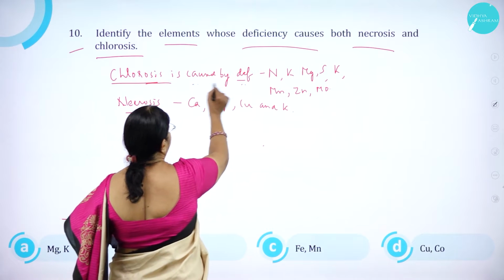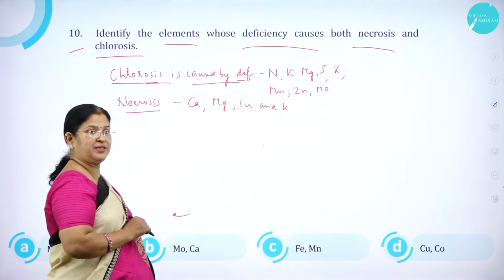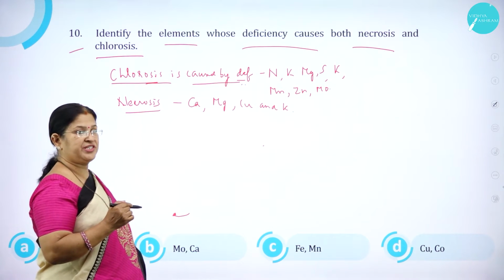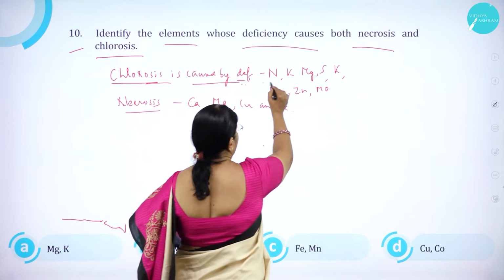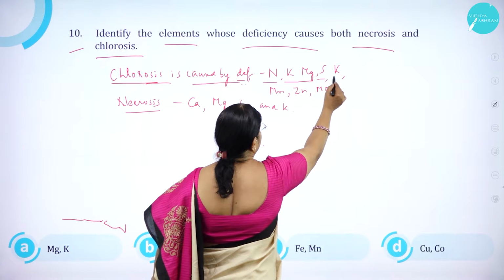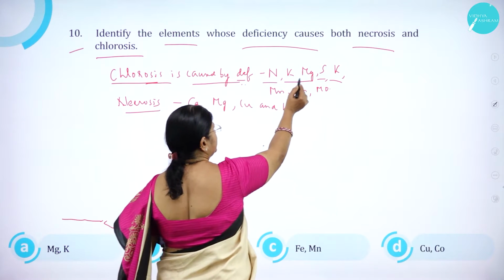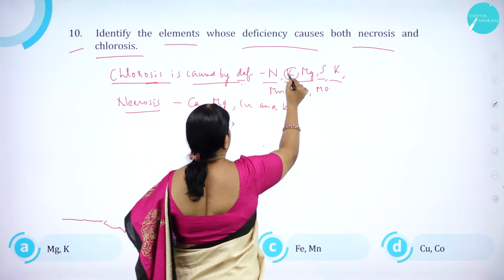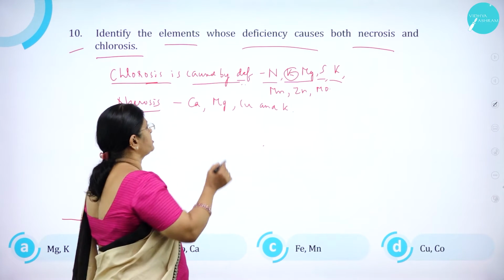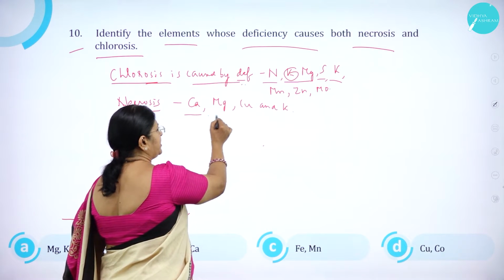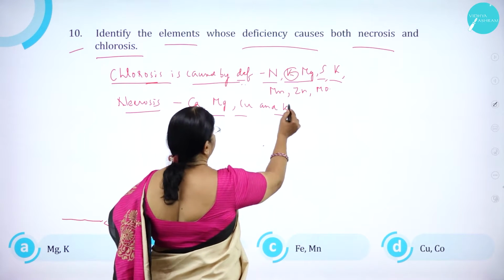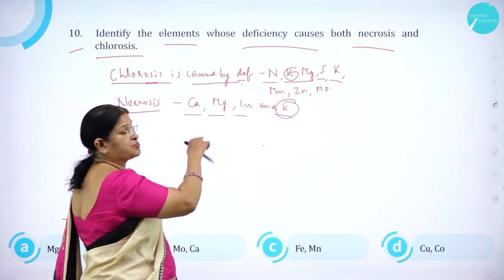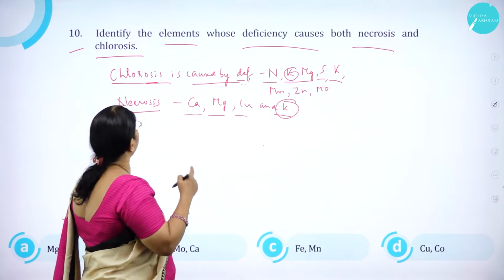Chlorosis is caused by deficiency of which of the elements? Chlorosis is caused by deficiency of elements like nitrogen, potassium, magnesium, sulfur and potassium, right? So it is repeated, potassium. Necrosis is caused by deficiency of calcium, magnesium, copper and potassium. Identify the elements whose deficiency causes both necrosis and chlorosis.